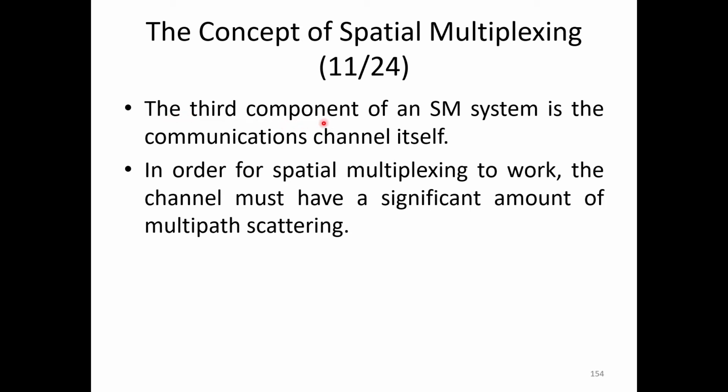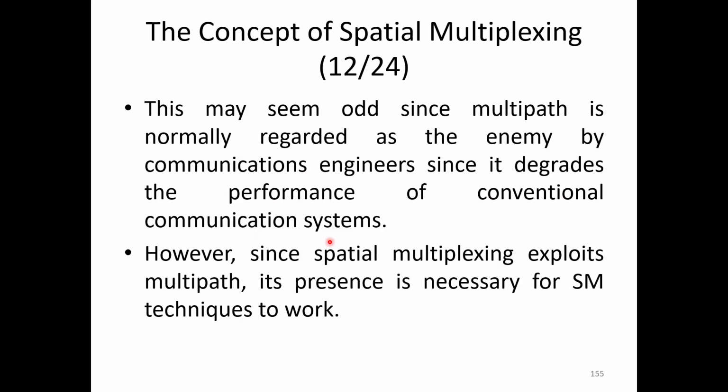The third component of an SM system is the communications channel itself. In order for spatial multiplexing to work, the channel must have a significant amount of multipath scattering. This may seem odd. The word odd here means strange.